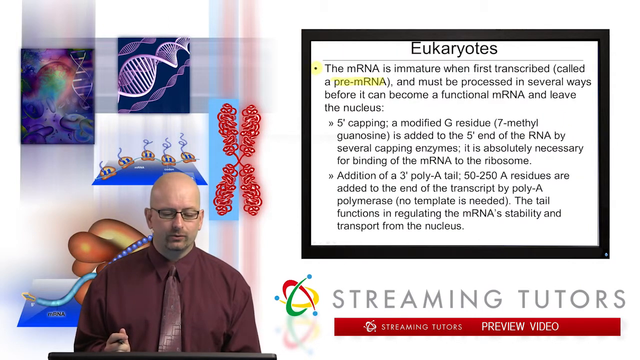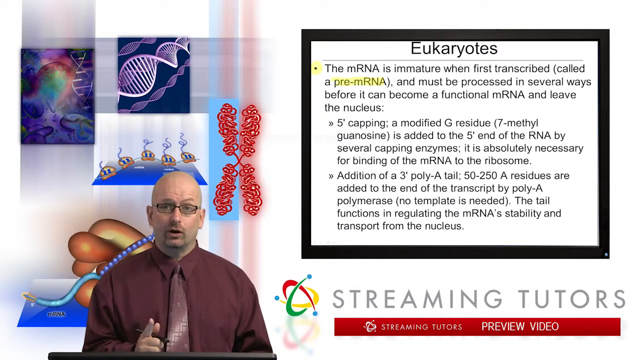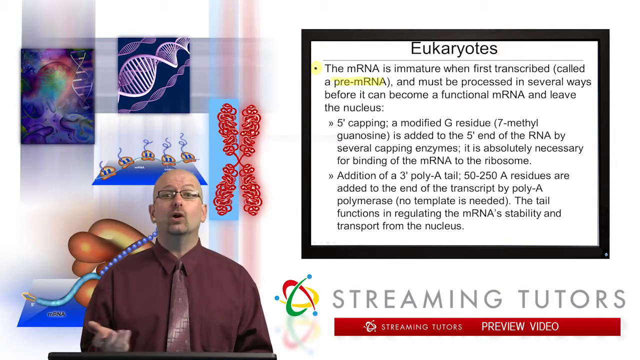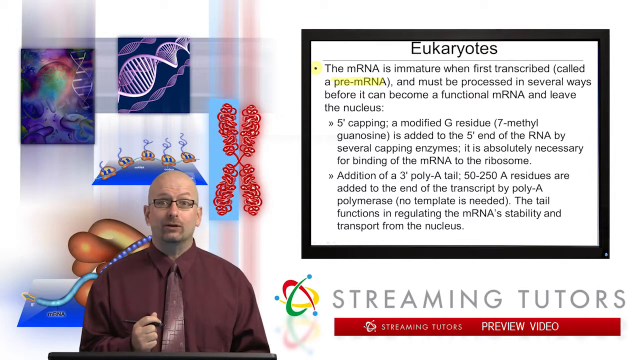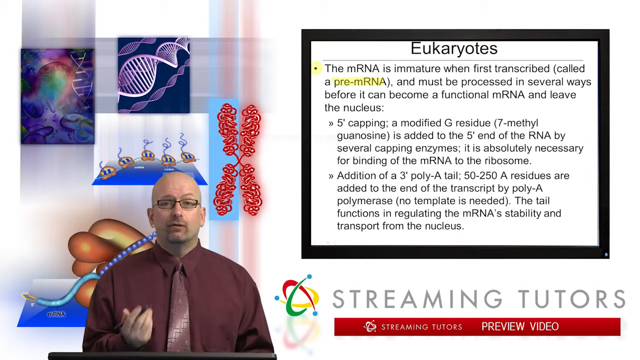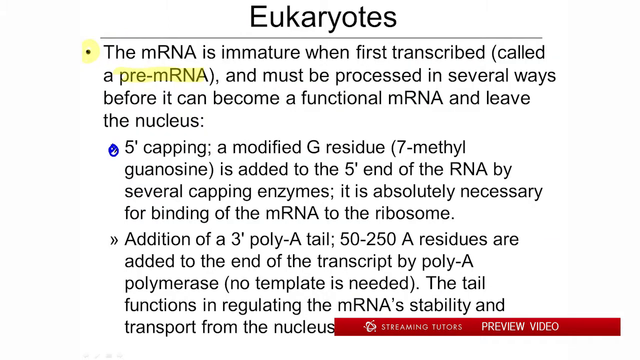Prokaryotes or eukaryotes. Now, in eukaryotes, however, several things must occur before this pre-mRNA is mature and ready to go out to the ribosome and get translated. So let's take a look at a couple things that have to happen. First, at the 5' and the 3' end, at the very 5' end, excuse me, capping has to occur.